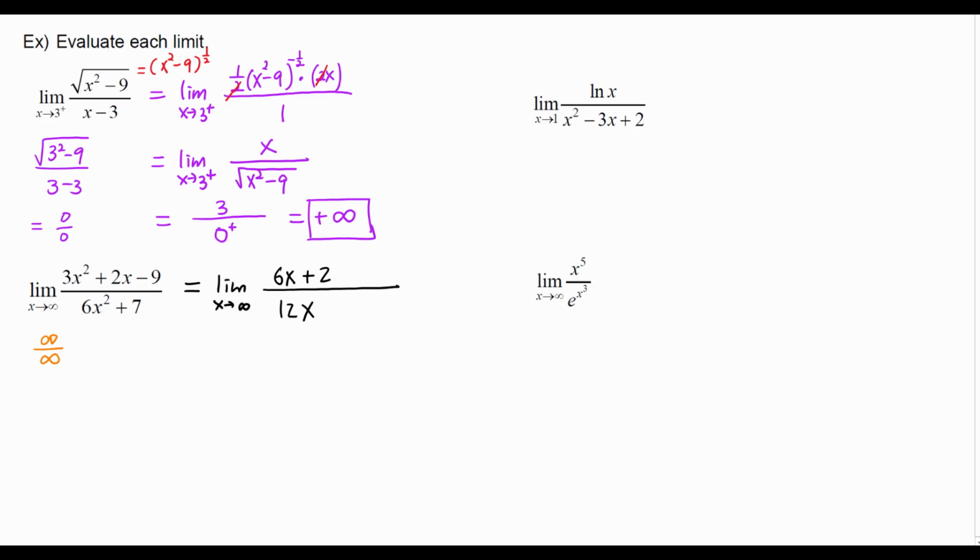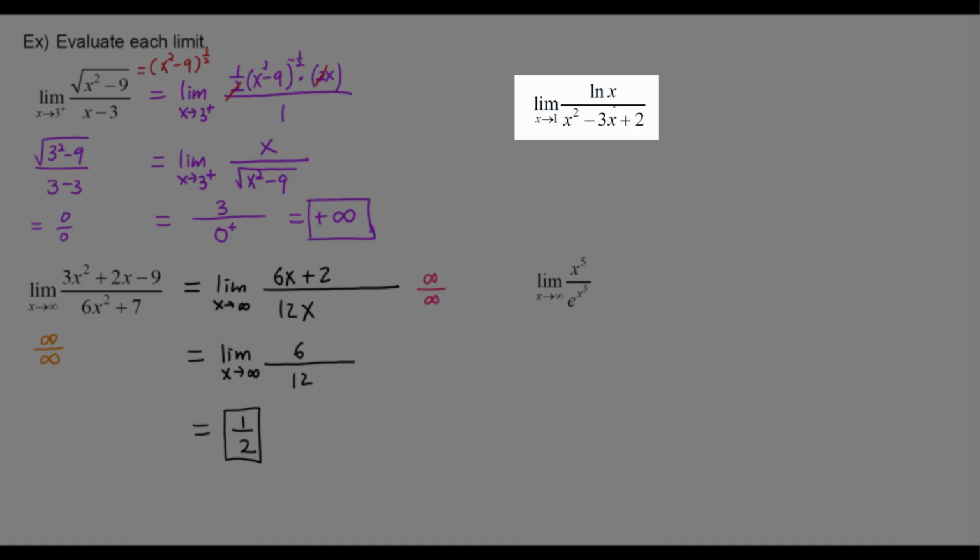But again, when you plug in x equal infinity, you get infinity over infinity. So you get to use L'Hopital's rule again. So the limit as x approaches infinity of the derivative of 6x plus 2, which is 6, over the derivative of 12x, which is 12. The limit of a constant is a constant, and 6 over 12 reduces to 1/2. So the limit is 1/2.